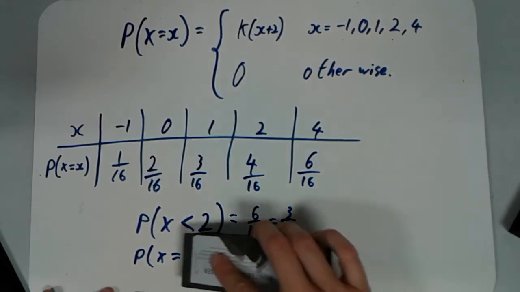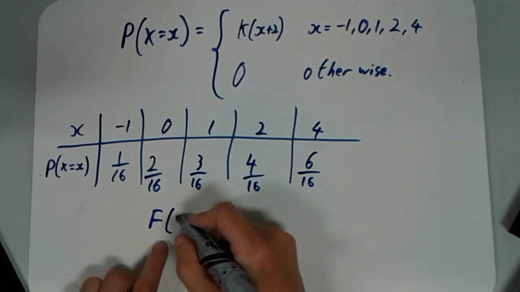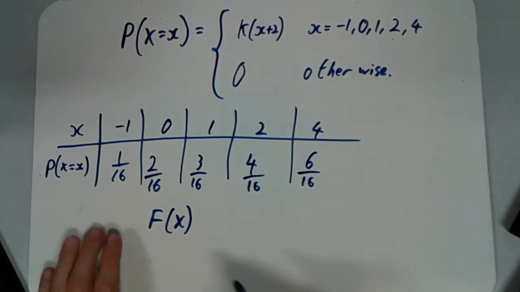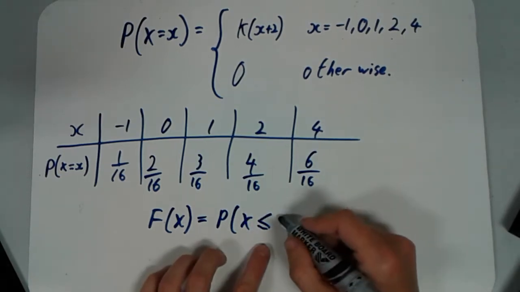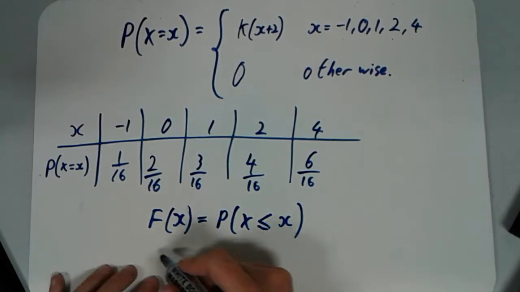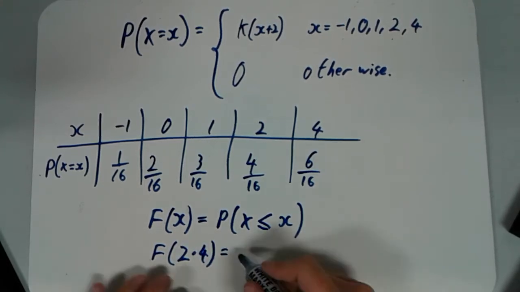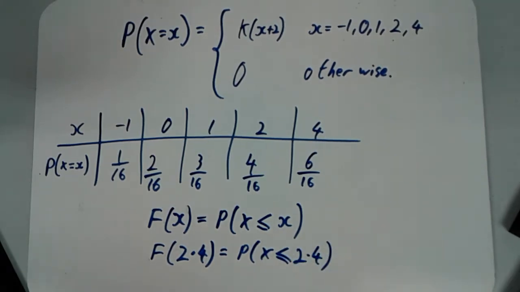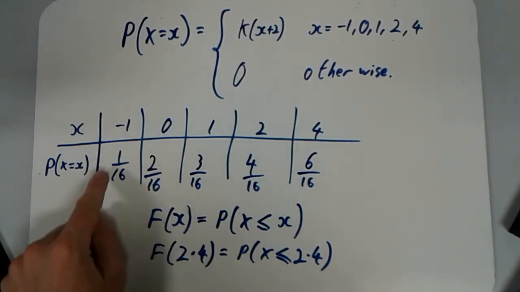There's one final bit of notation that we need for this, and that is the cumulative probability function. So F is how we denote it. F of x just means the probability that X is up to and including some given x value. So for example, if we were asked for F of 2.4, that's asking us what's the probability that X is less than or equal to 2.4. We look at all of the values which are less than 2.4 and we add up as we go.